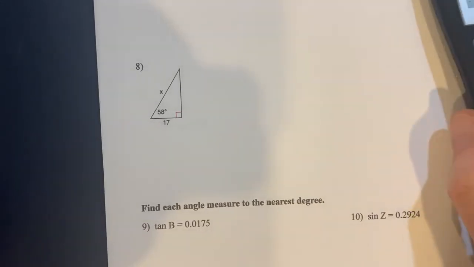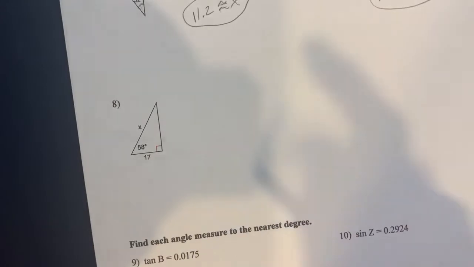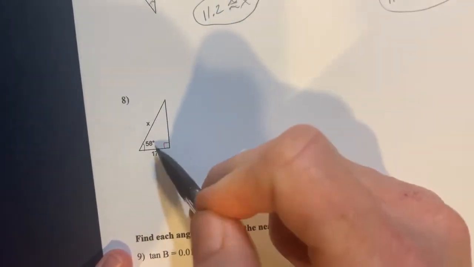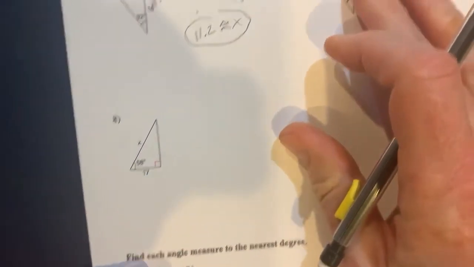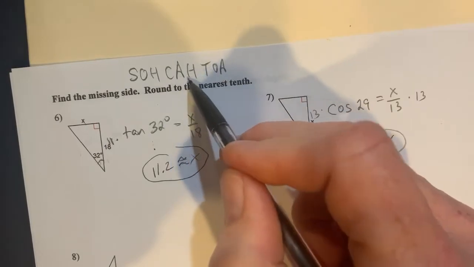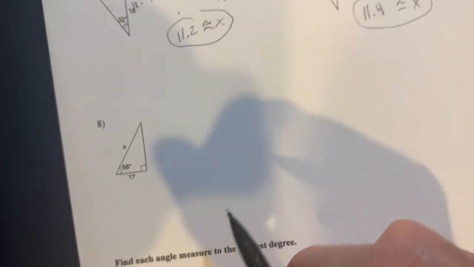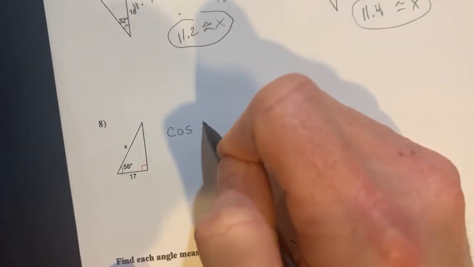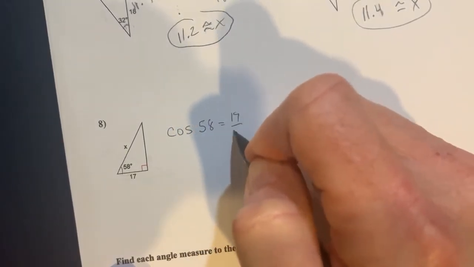This last one's a little bit more algebraically challenging. But writing the equation should be pretty straightforward here. We're dealing with this angle. We have the hypotenuse involved, the adjacent involved. So adjacent and hypotenuse would be cosine. So my equation again would be cosine of 58 degrees equals 17 over x.